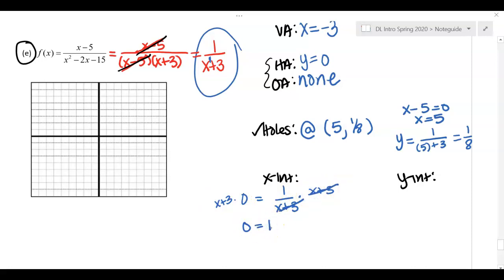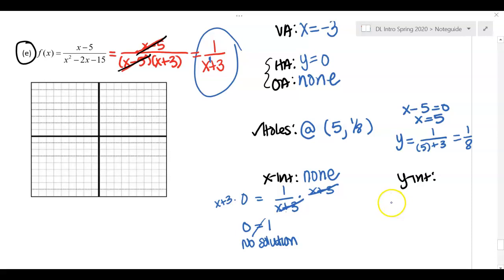And this is unique. You know, there's no x left to solve for, and this doesn't make sense. So this equation has no solution. And remember, this equation was to help you find x-intercepts. So if there's no solution to the equation that helps you find x-intercepts, then you don't have any x-intercepts.